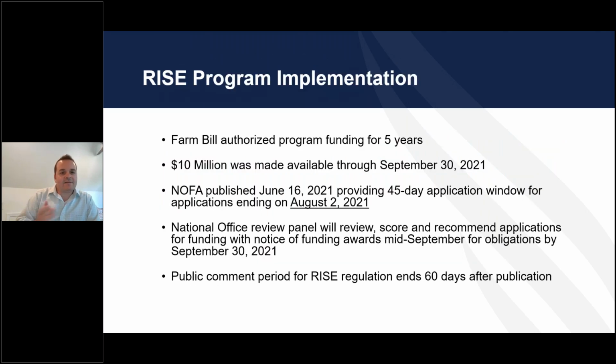So RISE is authorized in the latest Farm Bill, set up for funding for 5 years. As mentioned earlier, $10 million was made available through September 30th of 2021. The notice of funding availability was just published June 16th, and this provides a 45-day application window for applications ending on August 2nd. In the national office, we'll have a review panel that will review, score, and recommend applications for funding, with notice of funding awards mid-September and the end goal of obligation by September 30th of this year. That's the government's federal fiscal year end.